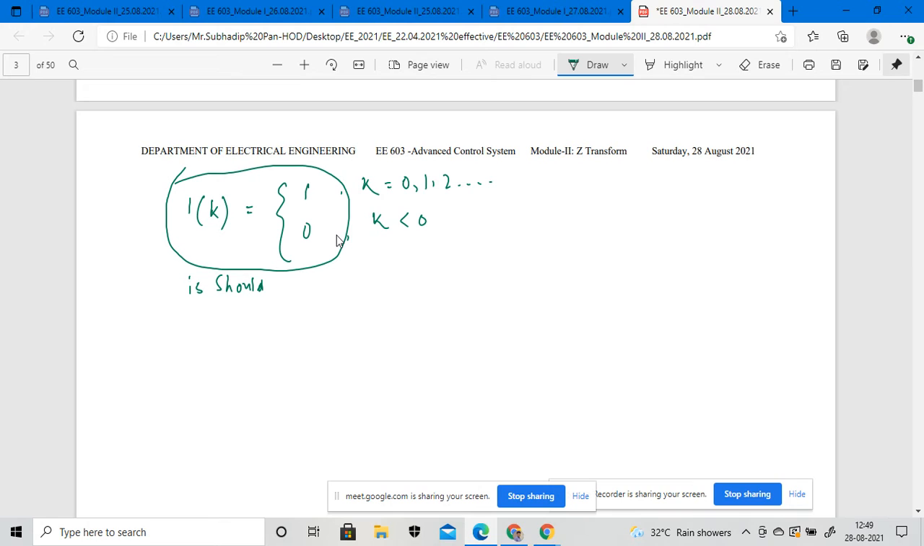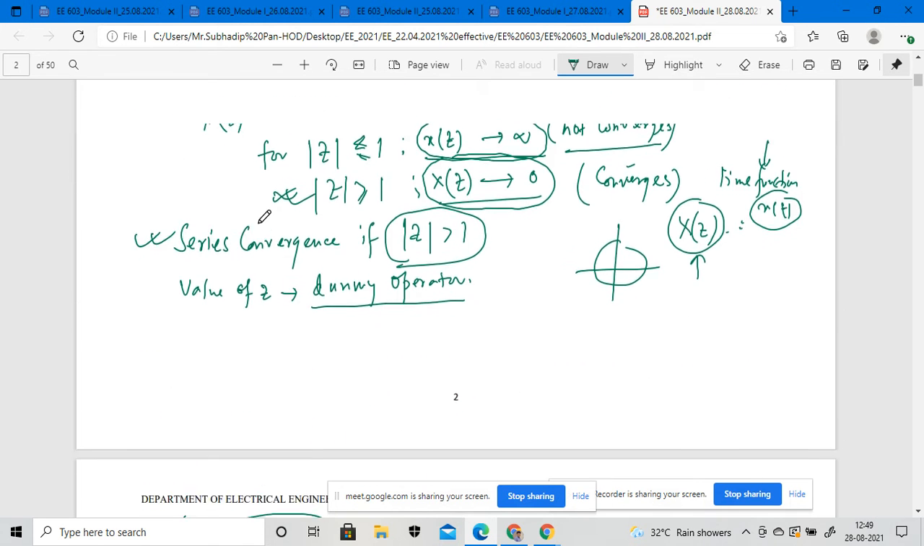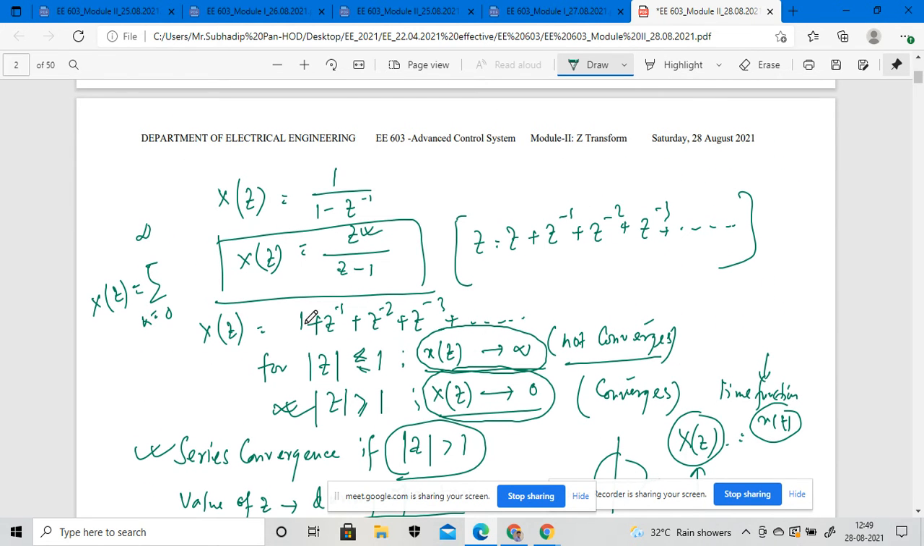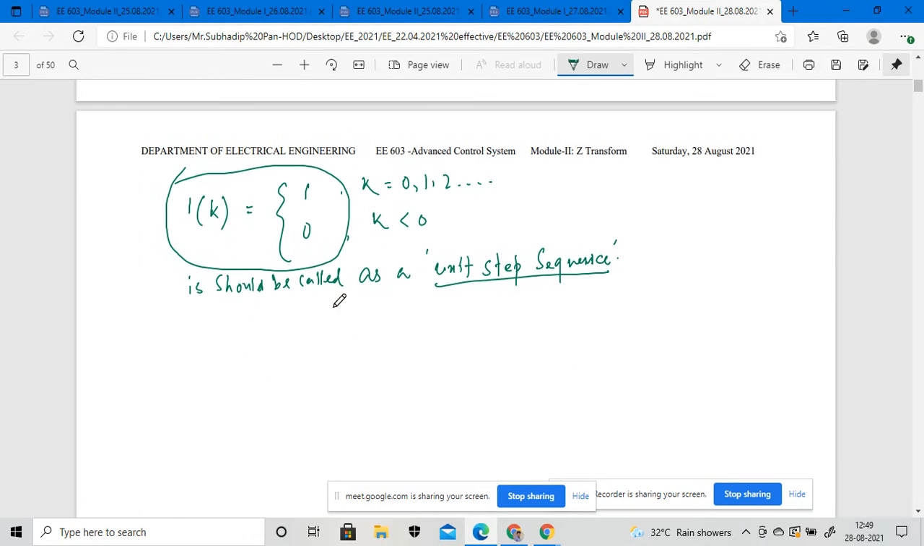Okay, so this equation satisfies your z transformation equation. So that is why we consider this equation as a unit step sequence.